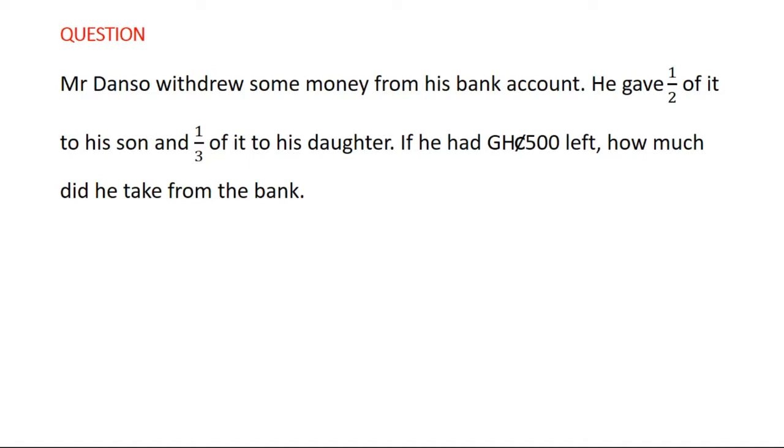So, Mr. Danso went to the bank and took some money. He gave 1/2 of it to his son and 1/3 of it to his daughter. After doing that, he had 500 Ghana cedis left on him. So you want to know the amount of money he withdrew from the bank.